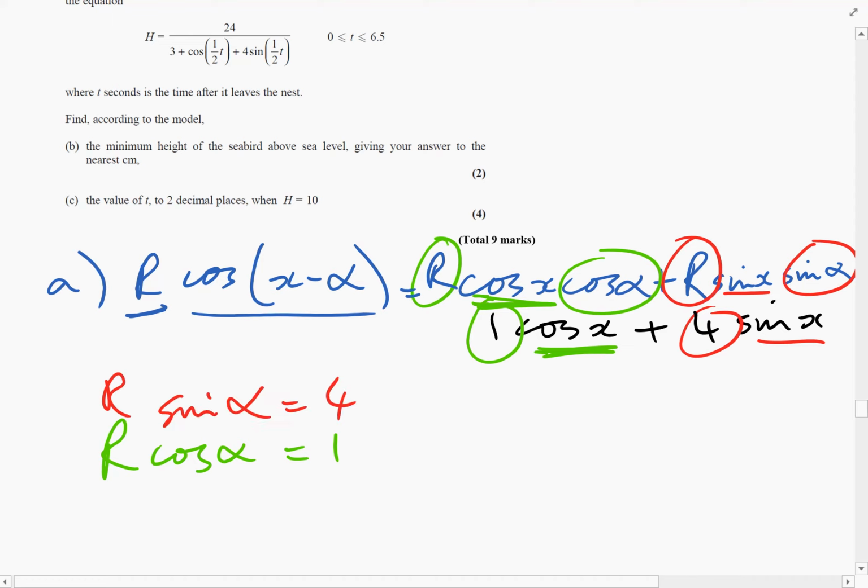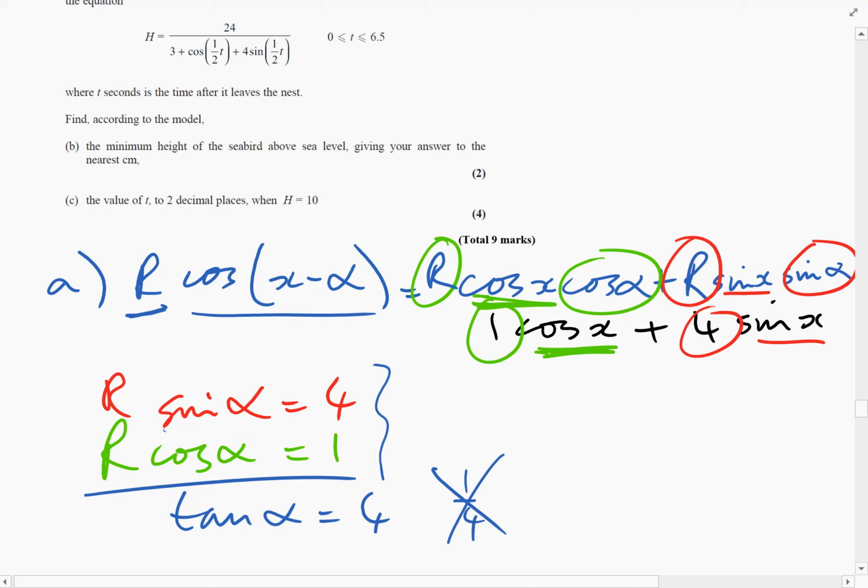Now there are lots of ways of solving these. If you divide these two equations, you'll get tan alpha equals 4. It's important you go through this process, because quite a few students I noticed put tan alpha equals 1/4, but that's not right. If you go through this process, remember whatever sine alpha is, you need to divide sine by cos to get tan. So the tan will be 4 divided by 1, which is 4.